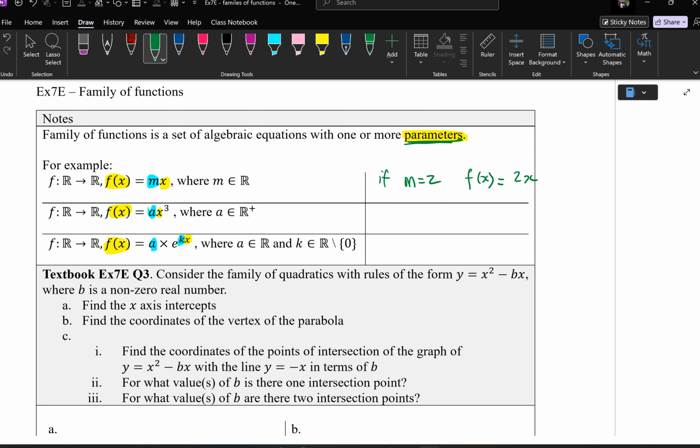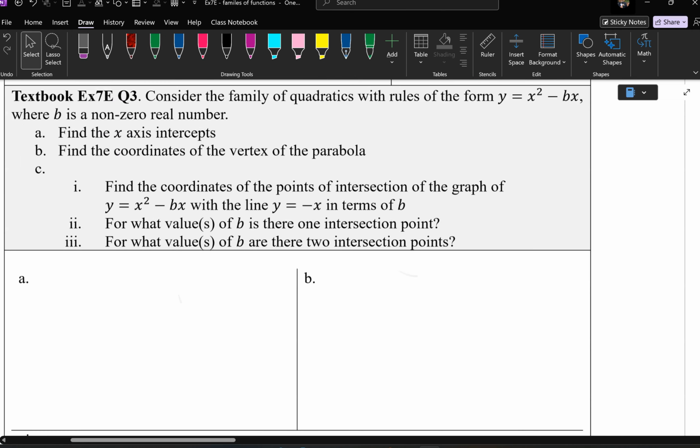Exercise 7E is, well, I don't give you 2 because that's specific. What if I gave you a letter like M? Then you have to explore all the possibilities. It could have been 2x, could have been 3x, could have been negative 2x, depending what the restrictions are on M. Okay, so that's why a parameter gives you a family of functions, because there's so many possibilities of what M could possibly be, but it's constant for each specific scenario. Okay, so let's have a look at this example.